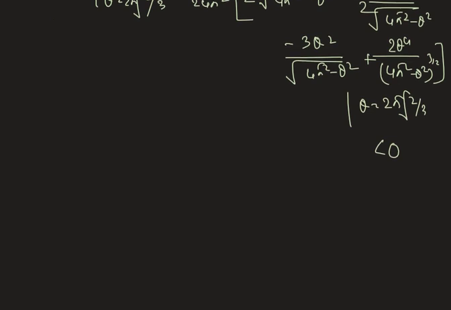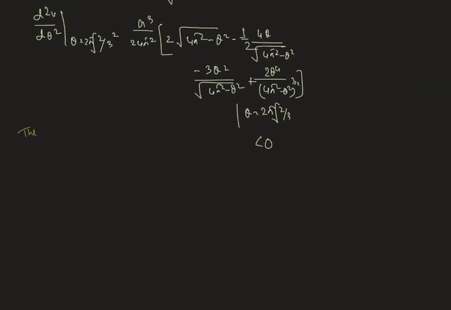Therefore we can say that the volume of the funnel is maximum when theta is equal to 2 pi root over 2/3. So that's the proof, and that's all for today.